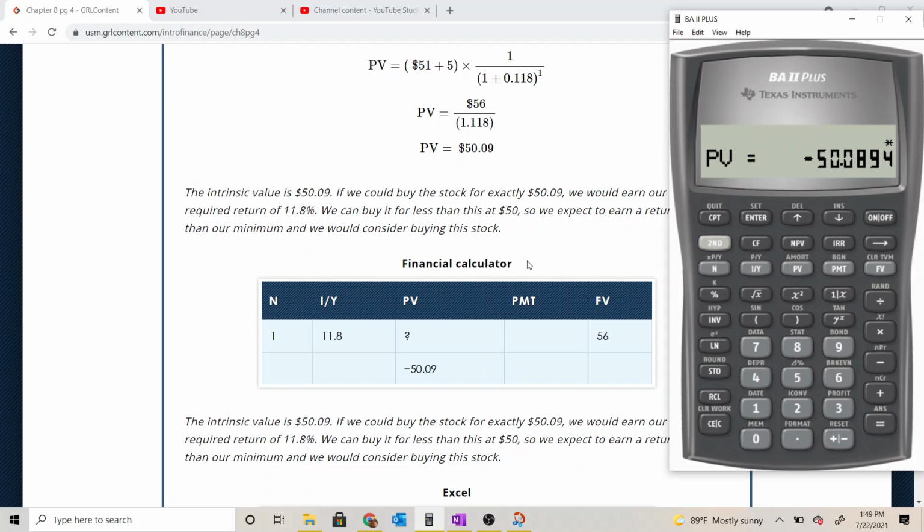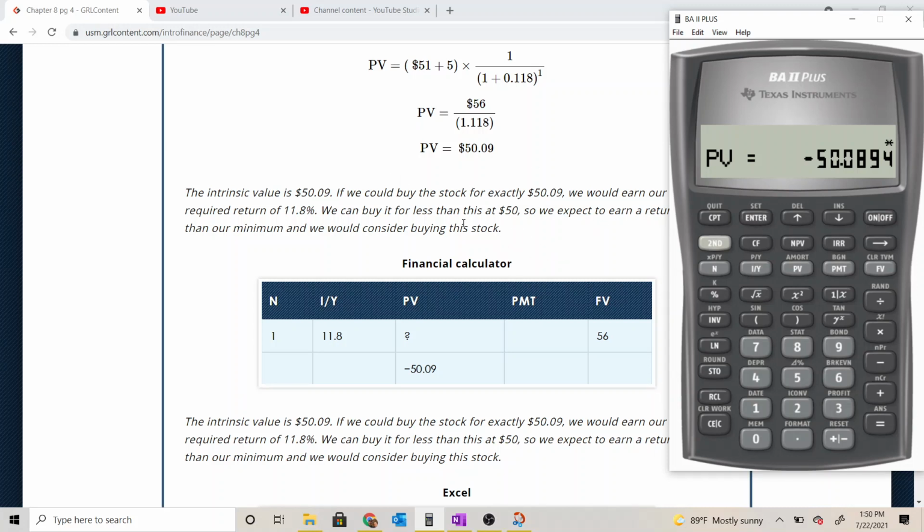Okay, what do we do now? So we just found the present value of the expected future cash flows using the minimum required return, using that rate of return from the capital asset pricing model. So what we just calculated here, this $50.09, is the intrinsic value of the stock. All right, so that's how much we think it's actually worth. What we want to do now is take this intrinsic value and compare it to the actual price of the stock and see if it offers us enough value to be able to buy it.